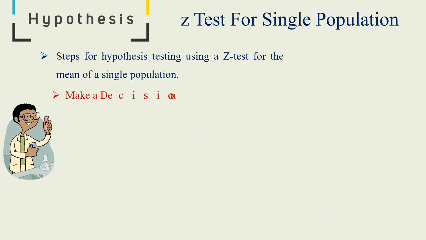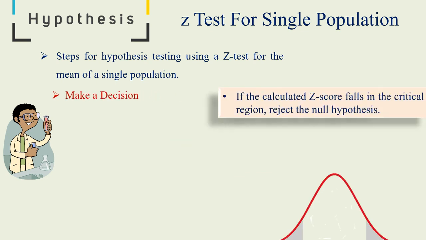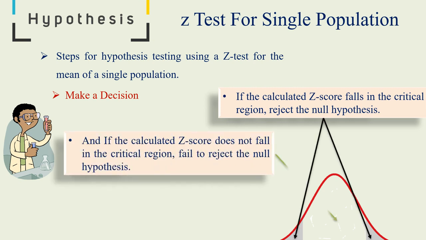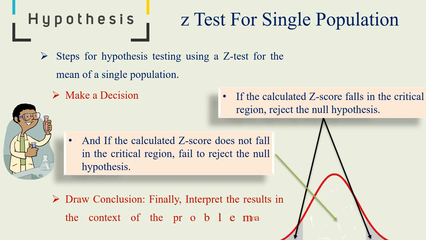Sixth step is, make a decision. If the calculated z-score falls in the critical region, reject the null hypothesis. And if the calculated z-score does not fall in the critical region, fail to reject the null hypothesis. Final step is, draw conclusion. Finally, interpret the results in the context of the problem and make a conclusion.